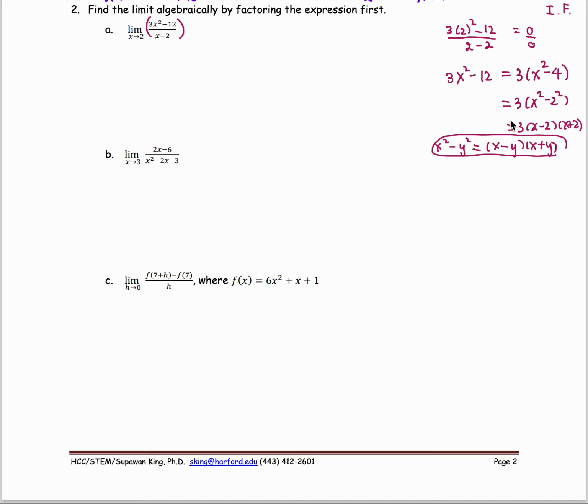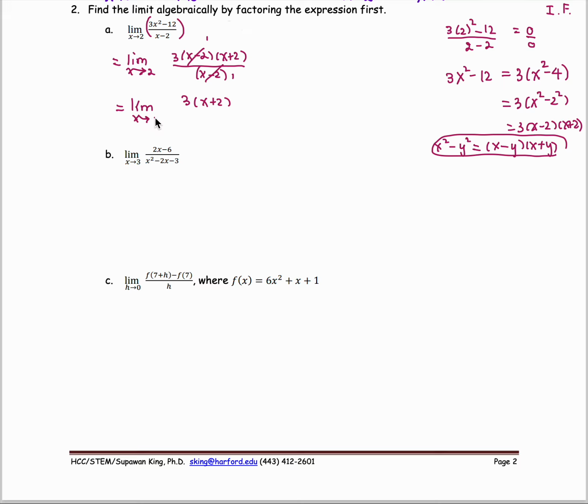Alright, so we factored the numerator completely, so bring it into the problem. The limit as x approaches 2, the numerator is now factored to be 3 times (x minus 2) times (x plus 2), all divided by x minus 2. And then we can see the common factor that you can reduce. Now the expression simplifies to 3 times (x plus 2). When you reduce that, you're basically multiplying by 1, and when you divide or multiply by 1, you can ignore that part.